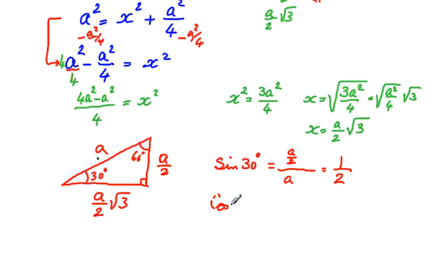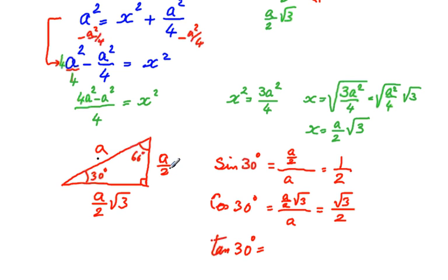How about cosine of 30 degrees? Ratio of adjacent by hypotenuse, and when we simplify this, what are we left with? Square root of 3 over 2. A is cancelled, we have square root of 3 over 2. What else? Tangent of 30 degrees. Ratio of opposite to adjacent. So I have a over 2 and then a over 2 radical 3. A over 2's cancel out, and I'm left with 1 over radical 3.